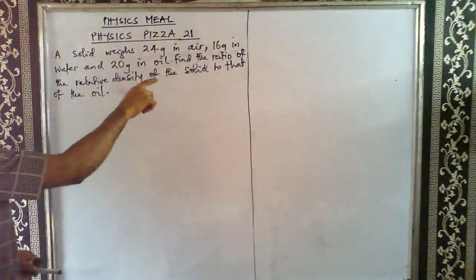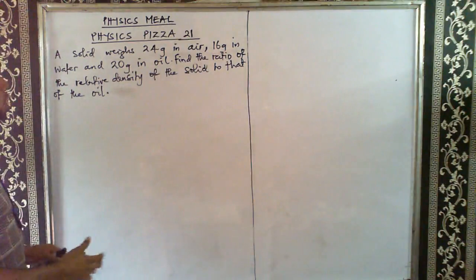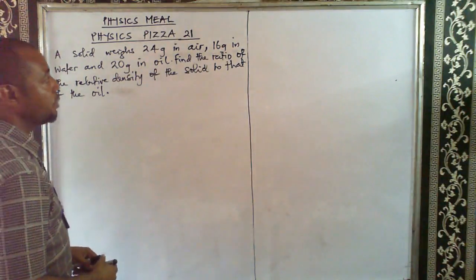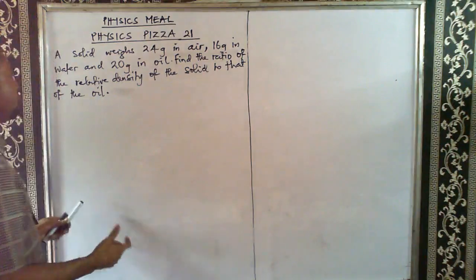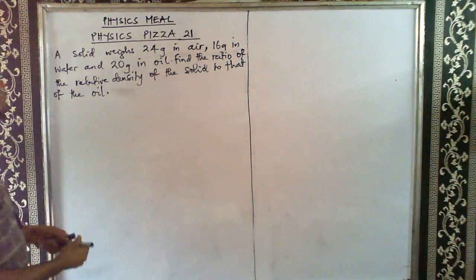A solid weighs 24 gram in air, 16 gram in water, and 20 gram in oil. Find the ratio of the relative density of the solid to that of the oil.